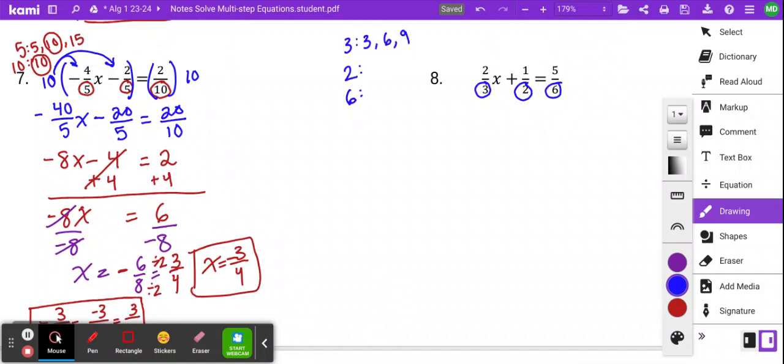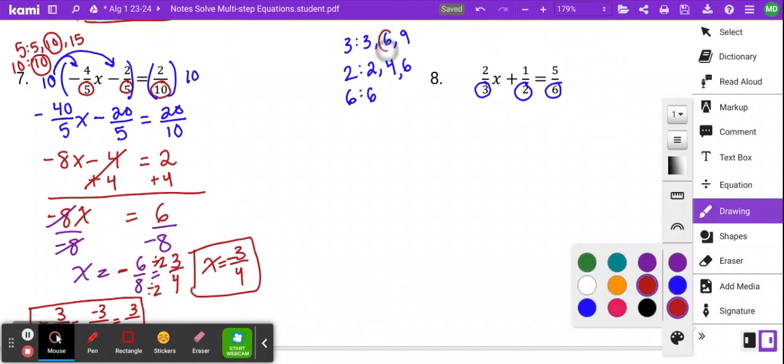Let's keep going. 2 times 1 is 2. 2 times 2 is 4. 2 times 3 is 6. And then we have 6 times 1 is 6. And we can see that now we have an LCM of 6. So we're going to multiply both sides of our equation by that 6. So 6 on both sides. And now we distribute that 6 into our parentheses.